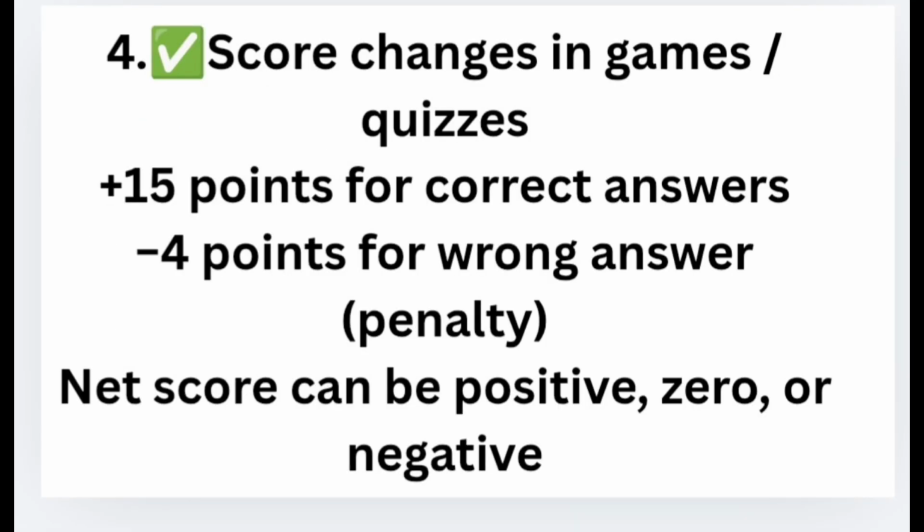The other example is score changes in games or quizzes. Positive 15 points for correct answers. Negative 4 points for a wrong answer or penalty. The net score can be positive, 0 or negative.